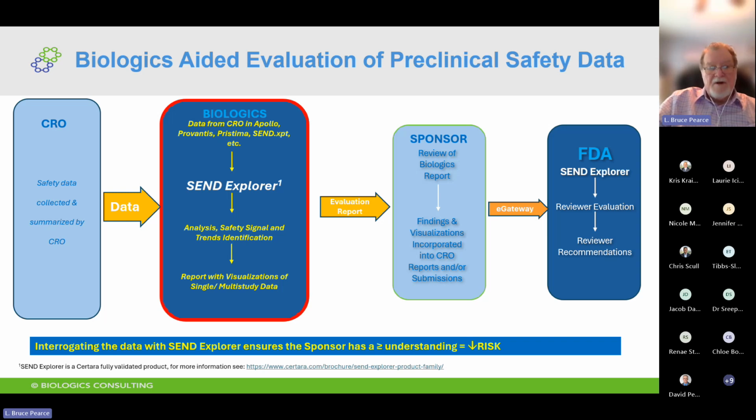And we believe that having the ability to interrogate this data with SEND Explore ensures that the sponsor has a greater than or equal understanding of safety data to FDA, and this contributes to a decrease in risk for them. And our goal is to ensure that they have a greater understanding of the safety data, that they are indeed always the expert in the safety data.